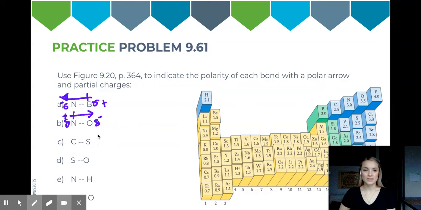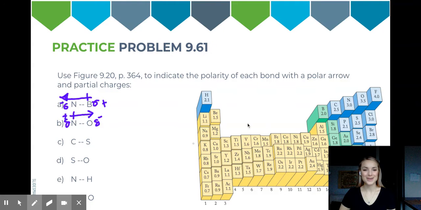Let's look at carbon and sulfur. Carbon has an electronegativity of 2.5, and sulfur also has an electronegativity of 2.5. So in this case, it will not be a polar bond. It will be a non-polar bond, and we don't have to do anything.